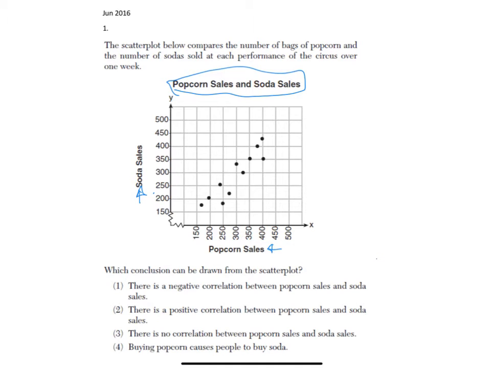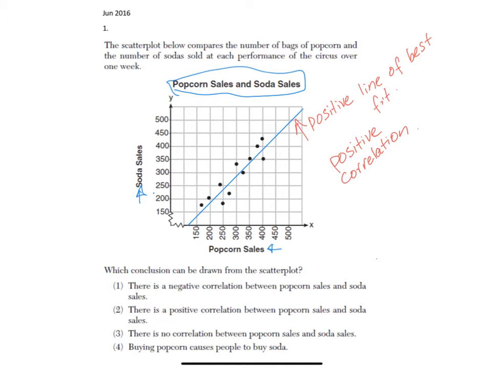So we know that the line of best fit. So we can see a few things from here. We see that there is a positive line of best fit, which leads to a positive correlation. So it's choice number 2.